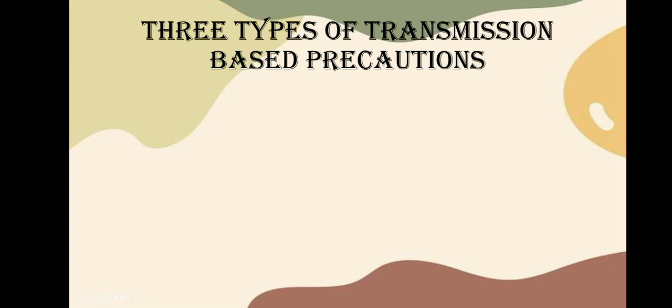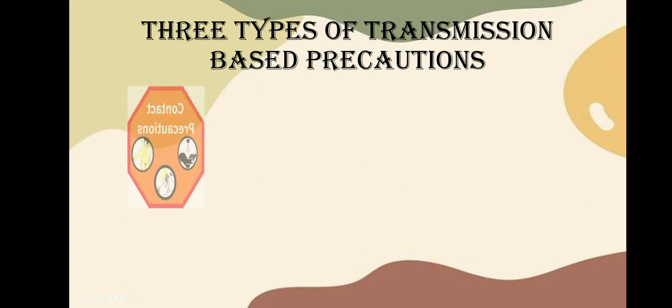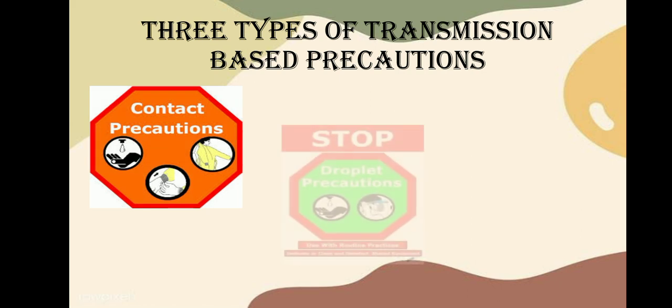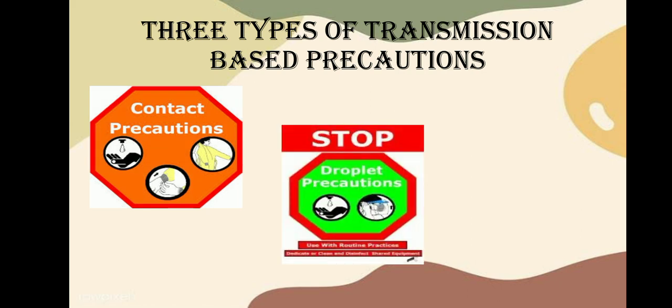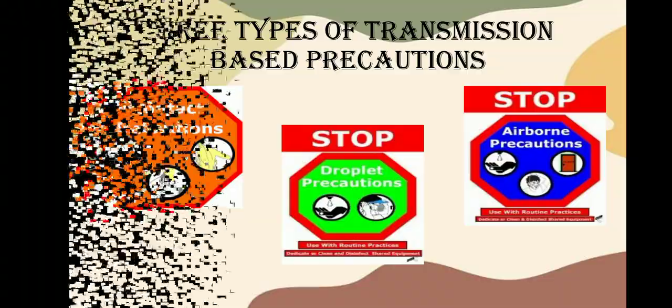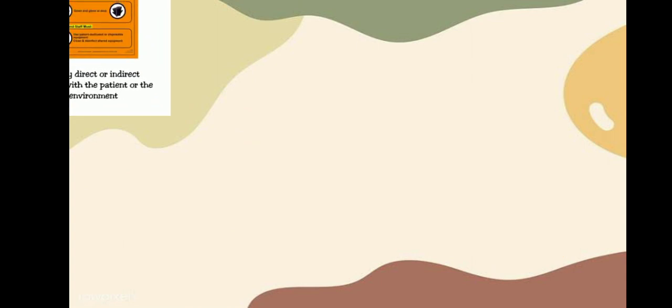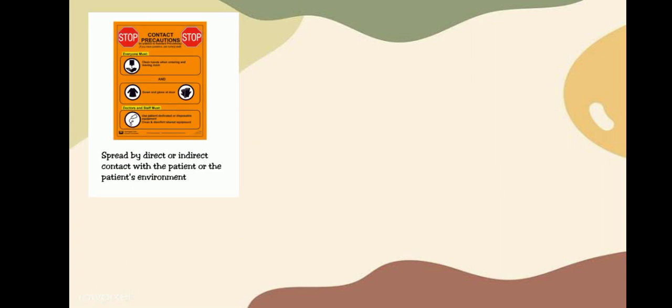There are three types of transmission-based precautions: the contact precautions, the droplet precautions, and the airborne precautions. First, the contact precautions. Contact precaution refer to infection prevention and control intervention to be used in addition to routine practices. It is spread by direct or indirect contact with the patient or the patient's environment.